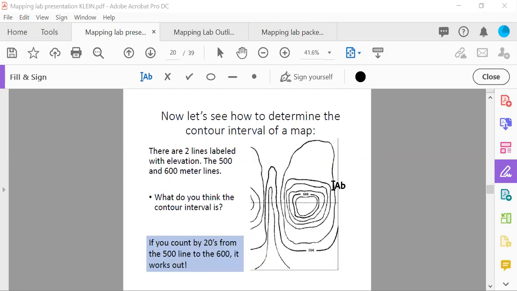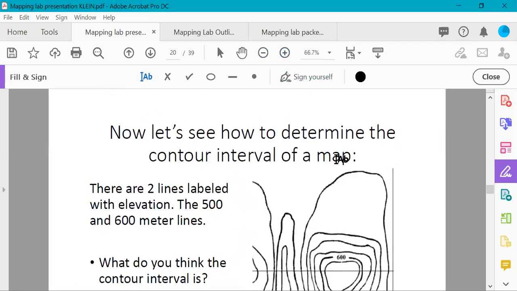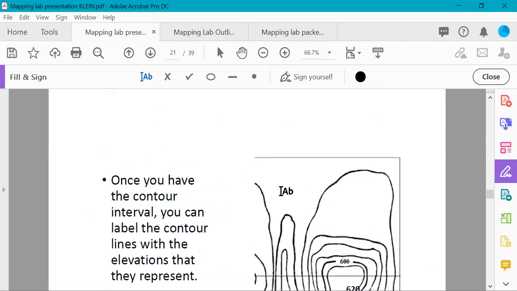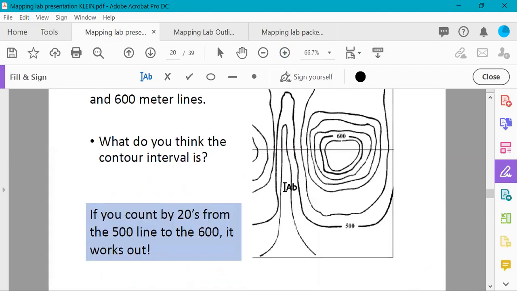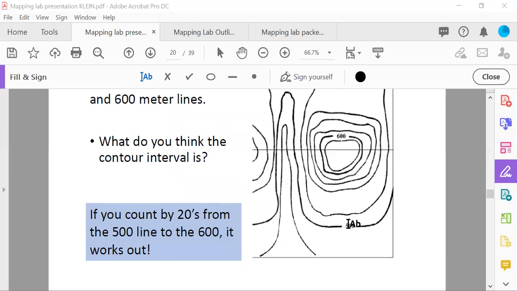Now let's see how to determine the contour interval of a map. So there were two lines labeled with elevations, the 500 and the 600 meter lines. So here's the 600 and here's the 500. So we can determine how to count from 500 to 600 based on how many lines there are. We want to figure out what each line equals to.